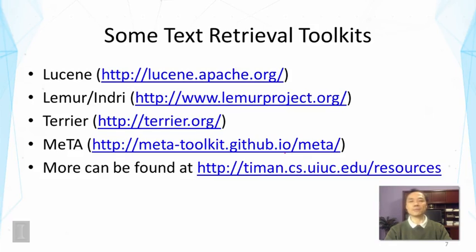So that's maybe in between Lemur and Lucene, or maybe rather combining the strengths of both. So that's also a useful toolkit. MeTA is a toolkit that we will use for the programming assignment. And this is a new toolkit that has a combination of both text retrieval algorithms and text mining algorithms. And so topic models are implemented there, and there are a number of text analysis algorithms implemented in the toolkit, as well as basic search algorithms.